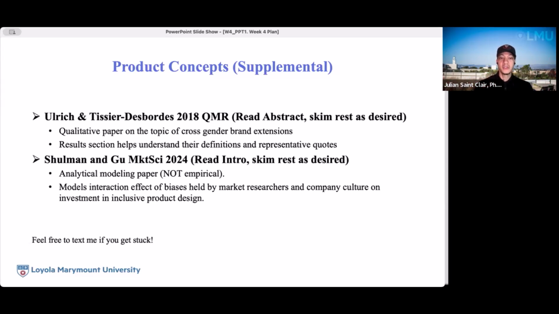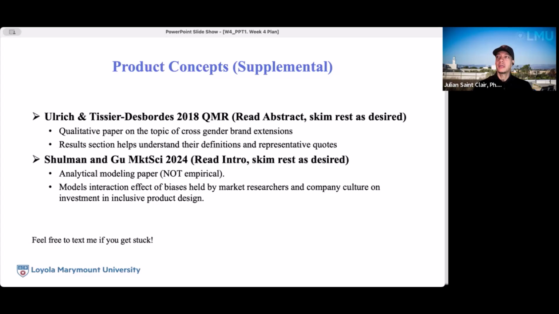Here, what they're modeling is the interaction effect. So it's a 2x2 of biases that individual researchers, market researchers in a company, have for or against inclusive product design. That's one factor. The other factor is the company culture, whether they are one that's more focused on rewards or punishment. And they use that 2x2 with some additional assumptions to predict when the different factors are going to lead to more or less investment in inclusive product design. So it's a really interesting approach.